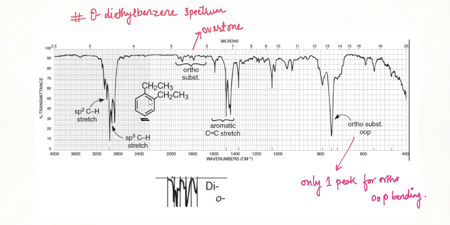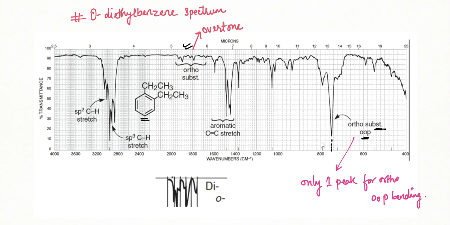Okay, so over here in the di-ortho substituted benzene, what should we observe? We should observe only one peak out of plane substitution at around 750 centimeter inverse. This is going to be around 750. Okay, and in the overtone region, the pattern has to be like this. Okay, so if this pattern is followed, and if you are having only one bending vibration, then it is ortho.